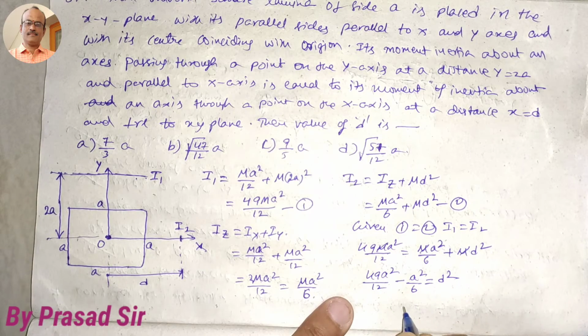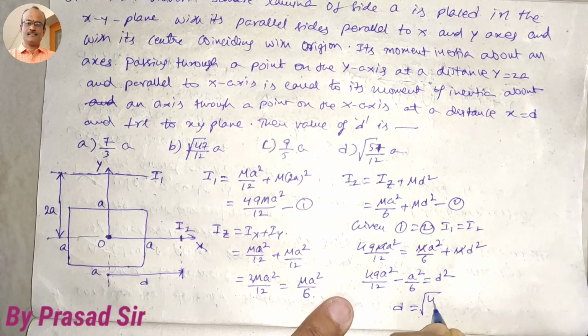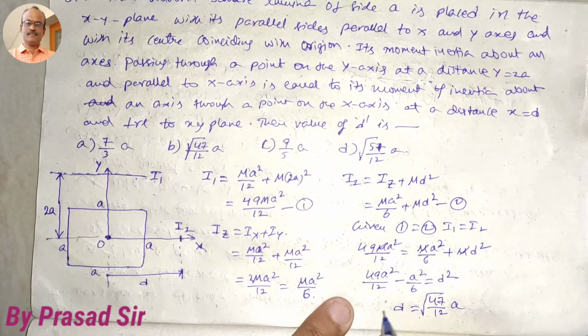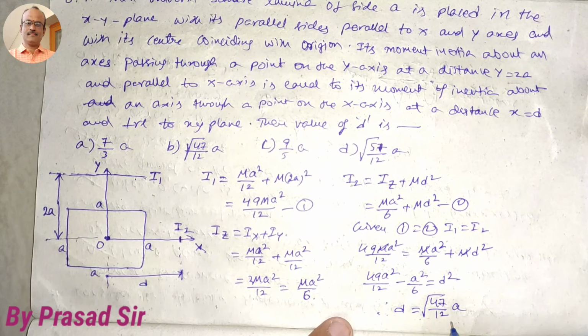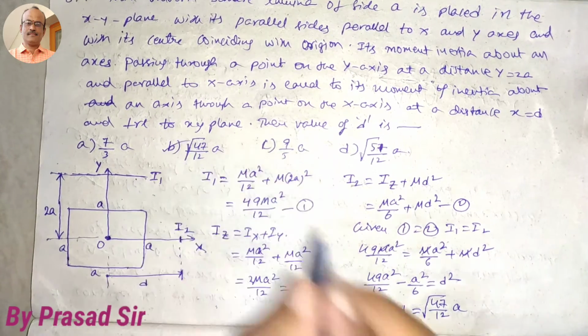So here calculating the d value, square root over 47 divided by 12 into a. So this is the d value, on simplification of that we are getting. So which option is correct here? Root 47 by 12 a. So B is correct.